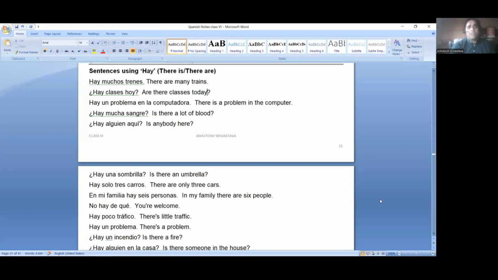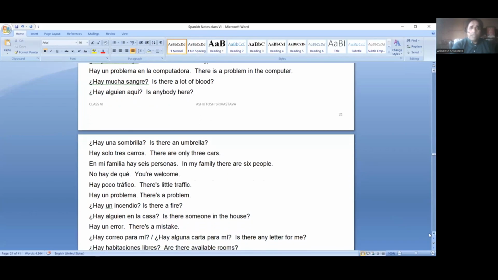There is a problem in the computer. Hay un problema en la computadora. Computer is also known as el ordenador. Is there a lot of blood? Hay mucha sangre. Is anybody here? Hay alguien aquí?